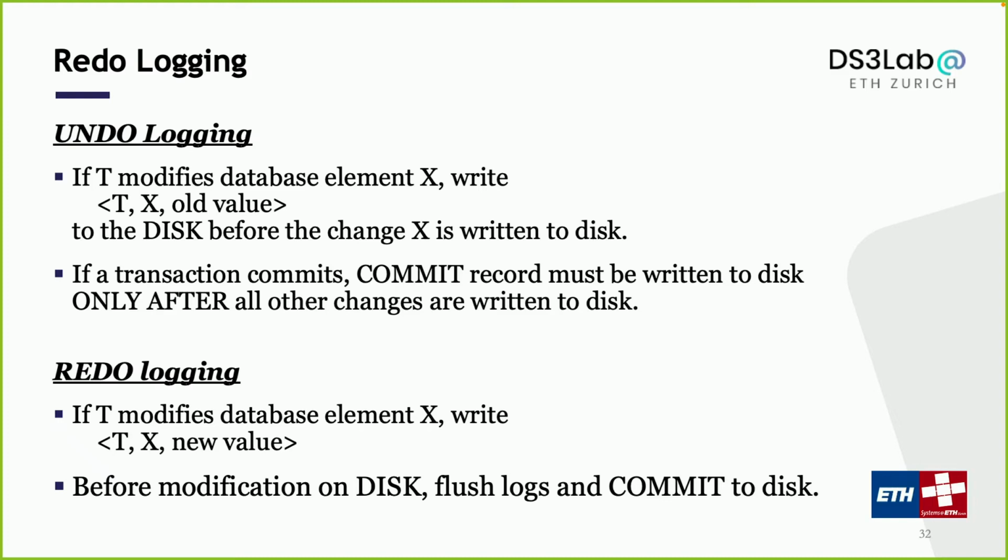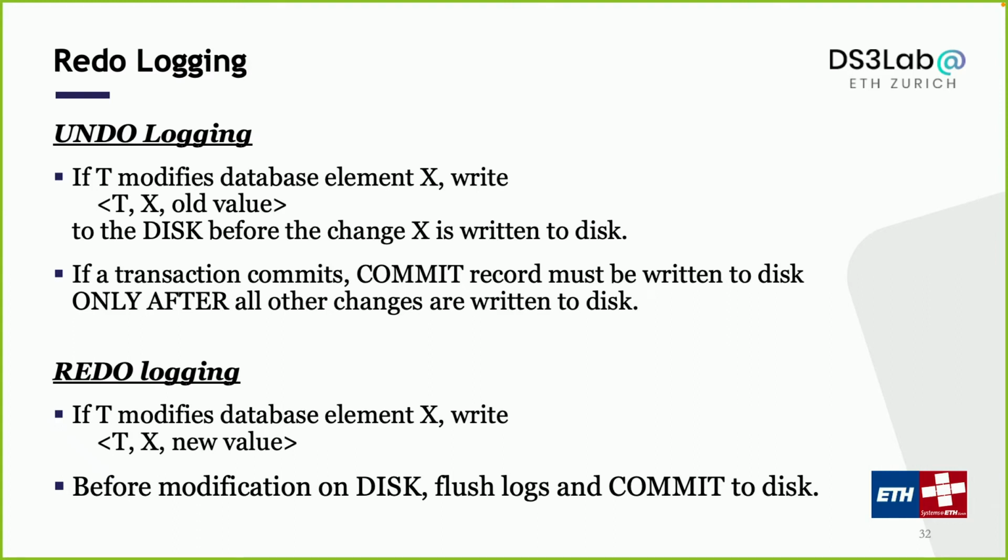The whole idea is inside the log, I do not keep the old value because I'm not trying to undo anything. I will keep the new value that you want to write. I will write a log record <T, X, new value>. And the protocol looks like this. If T wants to modify a database element X, I just write this record in the log file. Before T can modify anything on the hard drive, I just flush the log and the commit record to the disk.